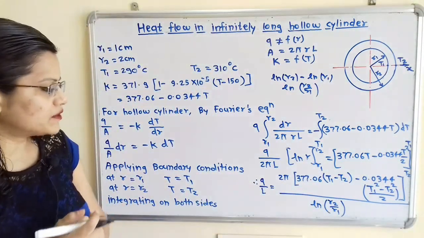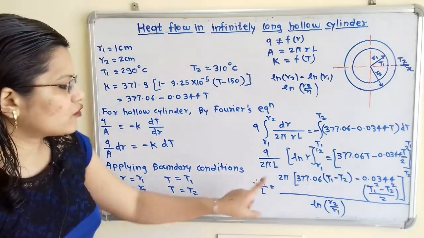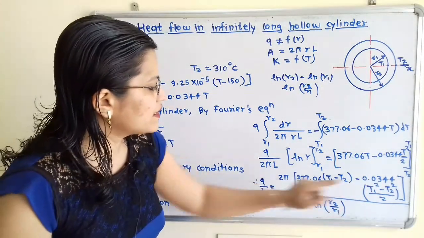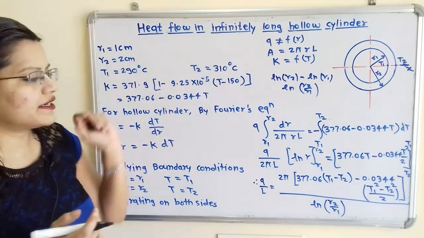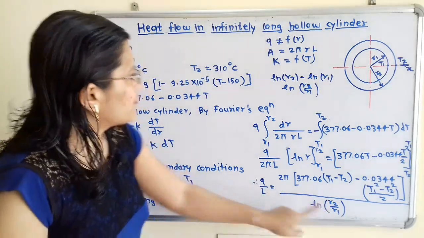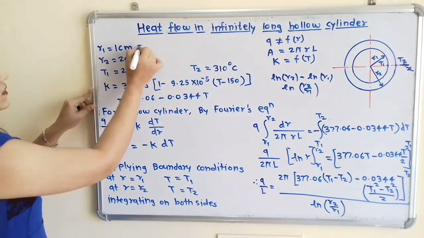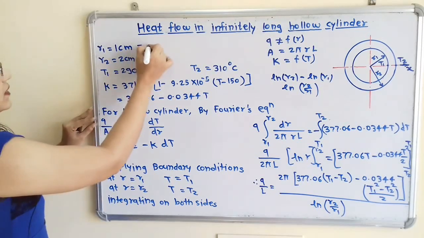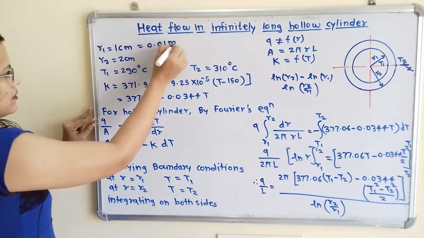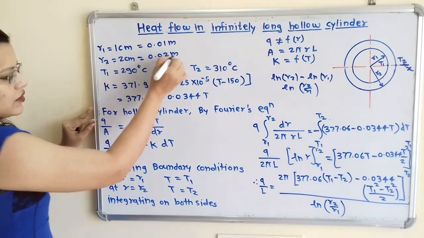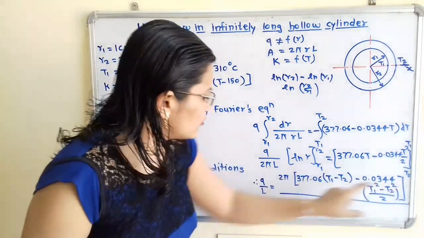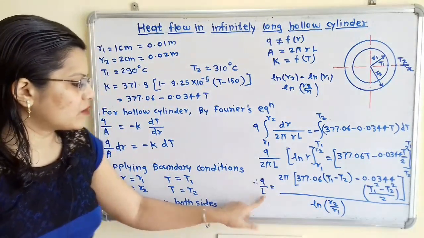Now in this case we have to put in all the values. T1 and T2 are known, that is 290 and 310 degrees Celsius. Now what about r1 and r2? Here r1 is 1 centimeter, and the standard unit is meter, so 0.01 meter. And here 2 centimeter, that is 0.02 meter. So we will put in all the values and calculate the value of Q by L.